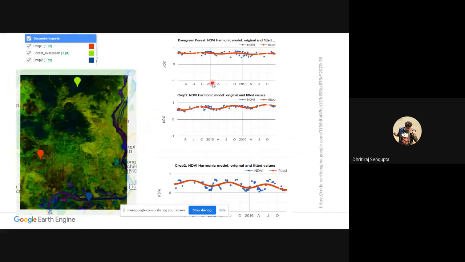At the same period of time, you can do harmonic modeling where you can see how different crops, for example, behave. So you're looking at an evergreen forest, which doesn't have much of a harmonic. You have one crop here, you have another crop where you can see a harmonic model. It's been used for crop identification.